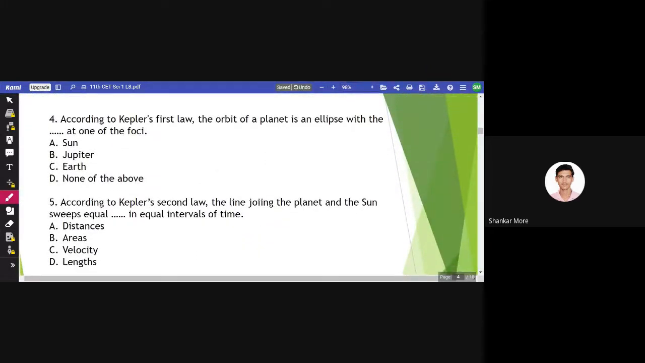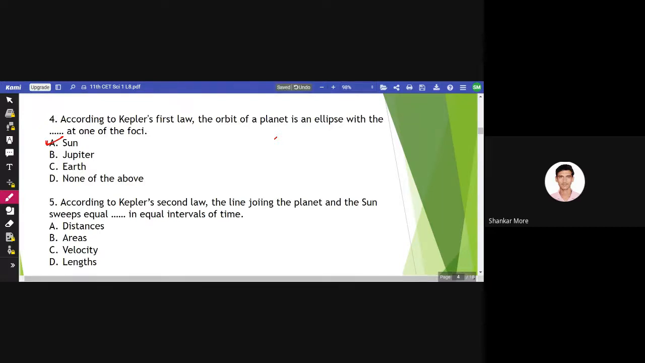Fourth question. According to Kepler's first law, the orbit of a planet is an ellipse with the dash dash at one of the foci. It is Sun. First of all, is the orbit of any planet circular or elliptical? It is elliptical, and we know that an ellipse has two foci. So the Sun is at one of the foci. So option A is correct, that is Sun.